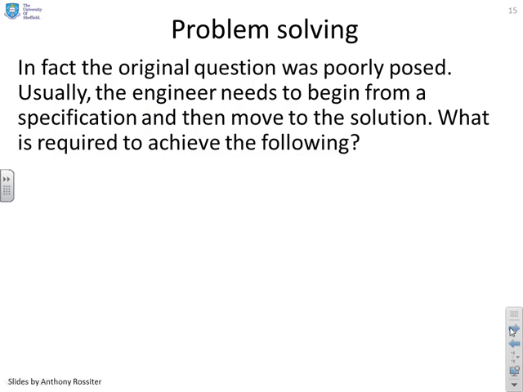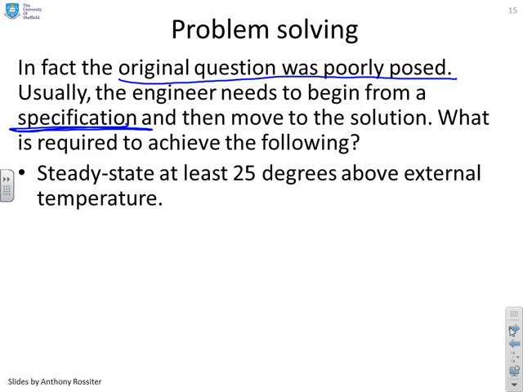Now, let's go back to the overall issue about what is problem solving. The way we posed the original question was perhaps not very good. Usually, an engineer would begin from a specification. They would say, what is it I want? And then they would move to the solution. So let's give an example of what we might do.